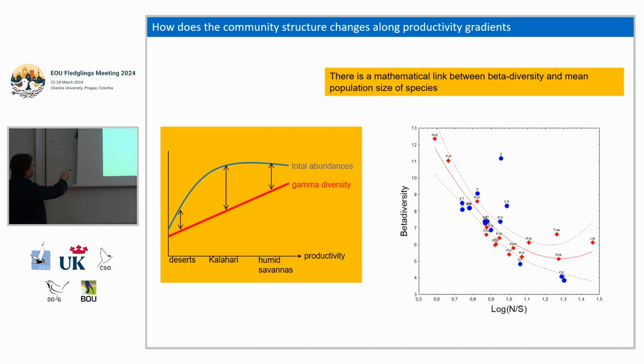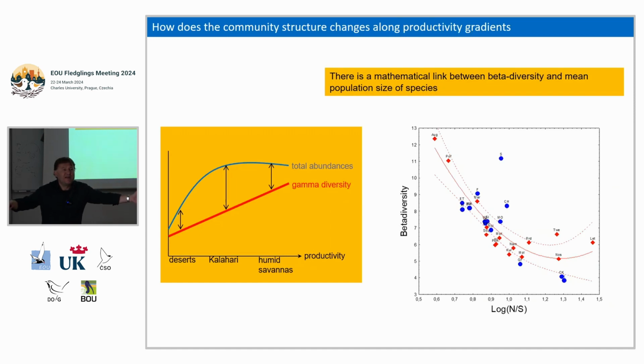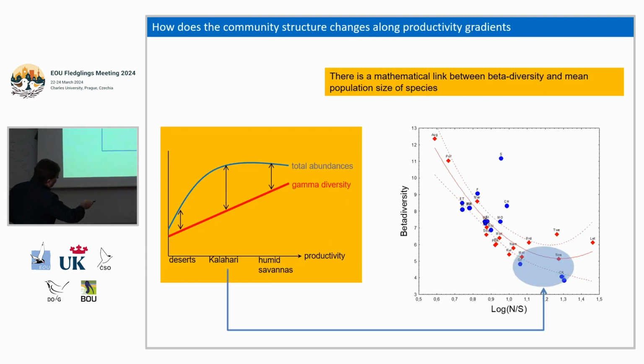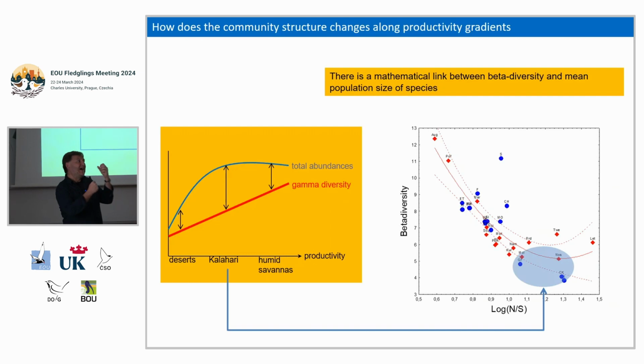Here they are small because in the desert you have low abundances, and here the mean population sizes are also small because you have higher total abundances, but at the same time you have many species, so abundance per species is again small. But in the middle it is relatively high, and it corresponds to this Kalahari region, where you have high local diversity and relatively high abundances, which means that mean population sizes are large, and low beta diversity. So these patterns go together, like the differences in local and regional diversity and abundances.